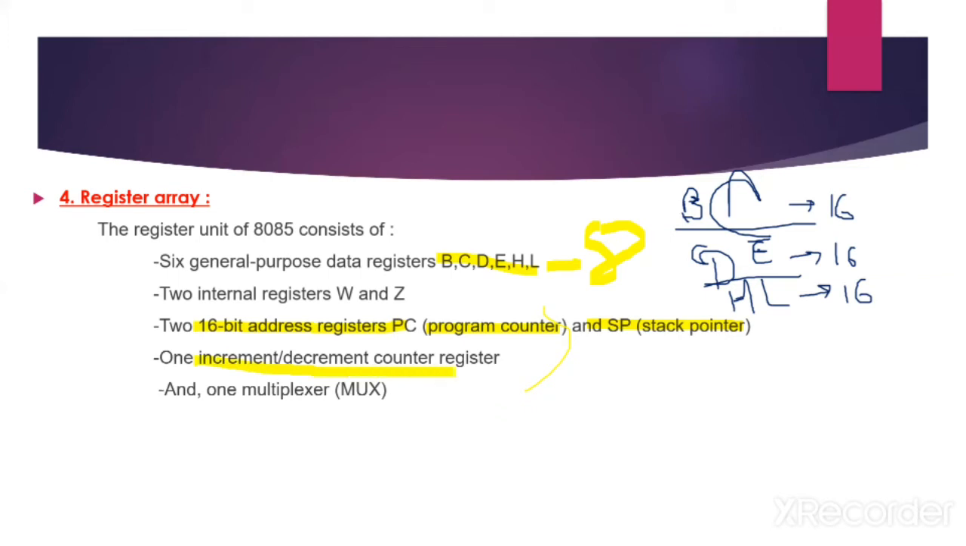These are the increment decrement counter registers. The incrementer and decrementer is a 16-bit special purpose register. It is used to add or subtract 1 from the content of the program counter or stack pointer. Means this register adds or subtracts 1 from these two registers, the program counter and stack pointer.